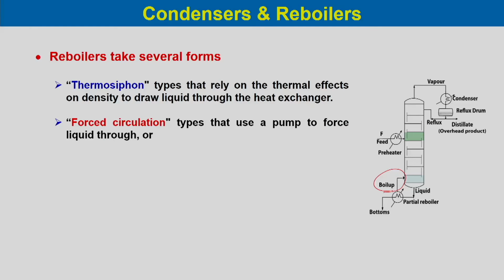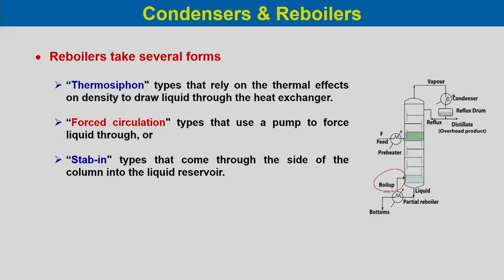Another is called the forced circulation type, which uses a pump to force the liquid through. So, you use a pump over here and take the liquid from the bottom of the column and force it to the reboiler, heat it, and then the vapor will go as boil off, and then you can get the bottom products. Another is called the step-in type, which comes through the side of the column into the liquid reservoir. In most of the refineries you will have a similar kind of reboiler, the step-in type.